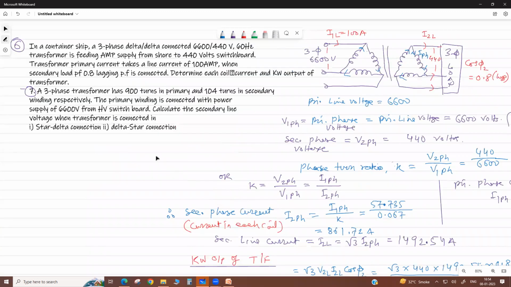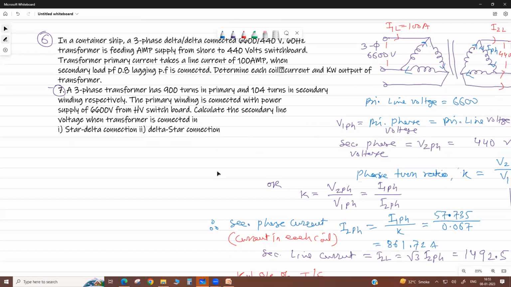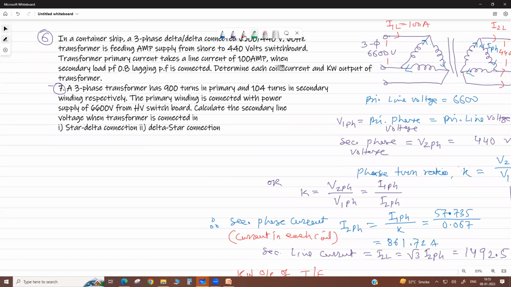See here, this second question also: a three-phase transformer has 900 turns in primary, 400 turns in secondary. This is per phase turn, N2 by N1. In three-phase, there are no line turns; it is stated per winding, so we talk per phase. So if we calculate the phase turn ratio, that is N2 by N1.